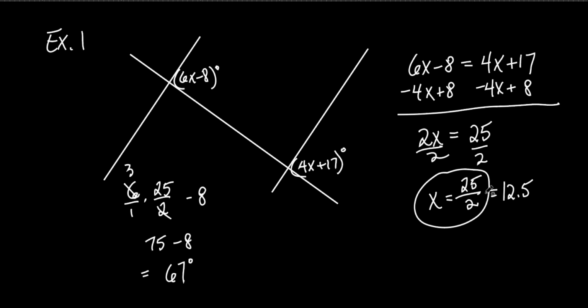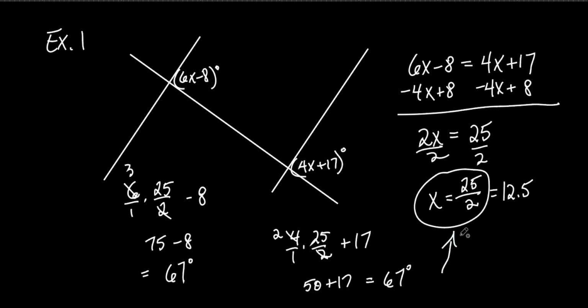So let's do one more. Let's plug this back into this. So it's 4 times x, which is 25 over 2, plus 17. And what's this? This 2 goes into 4 2 times. 2 times 25 is 50, plus 17 is what? 67. Yep, they do equal the same exact thing. So we kind of checked it just to make sure we did everything right. But that's the answer right there. That's what they asked for. Okay? We good with that?